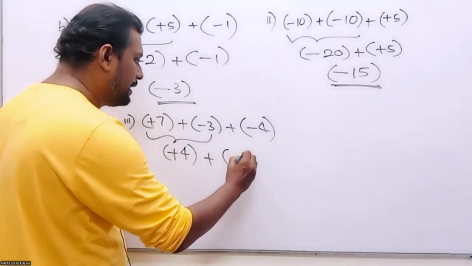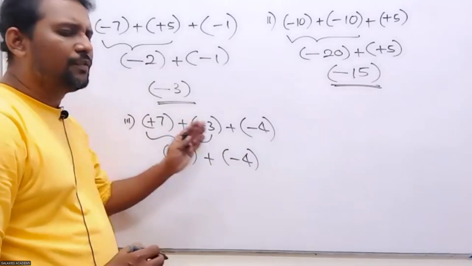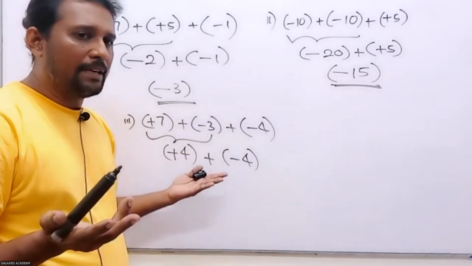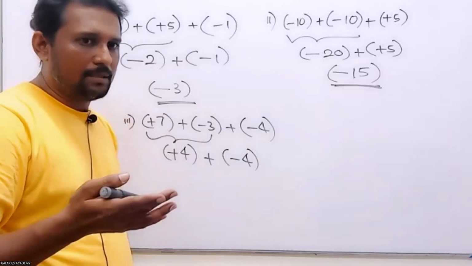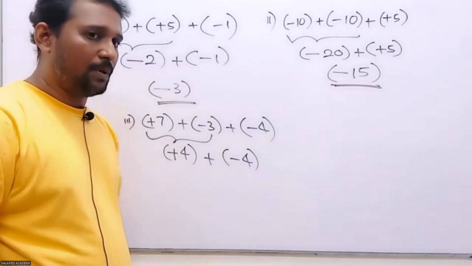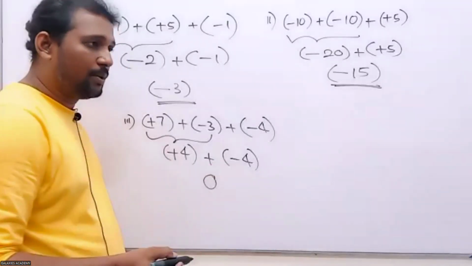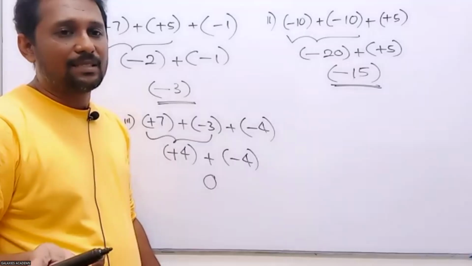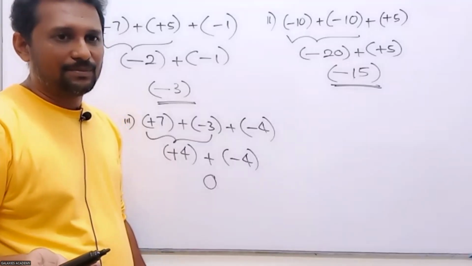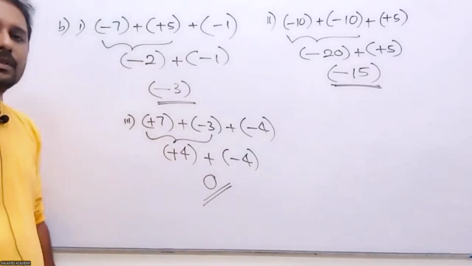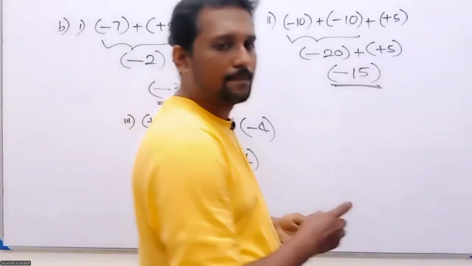Add negative 4. Positive 4 add negative 4. Different signs addition. How can you get the magnitude? You have to subtract these two. 4 minus 4. Answer is 0. What is the sign of 0? 0 has no sign. It's neutral. Yes. So the answer is 0.